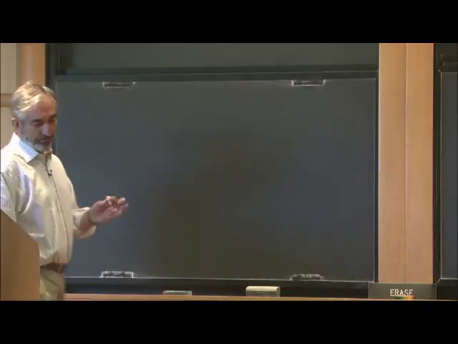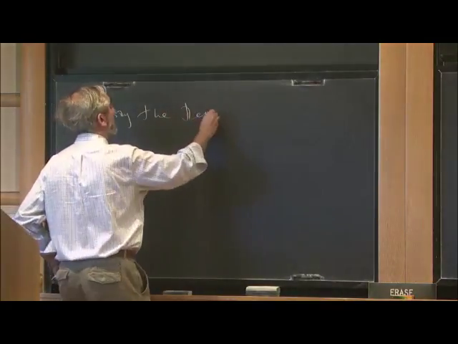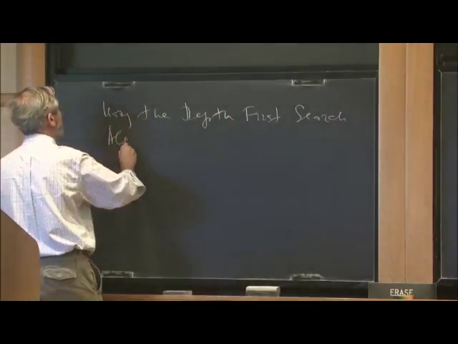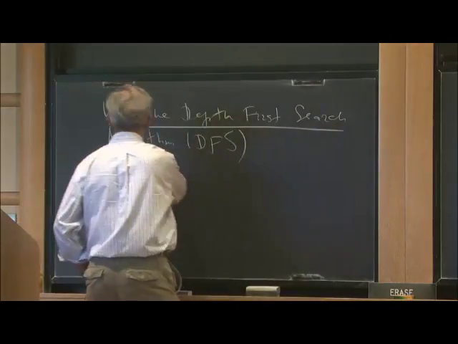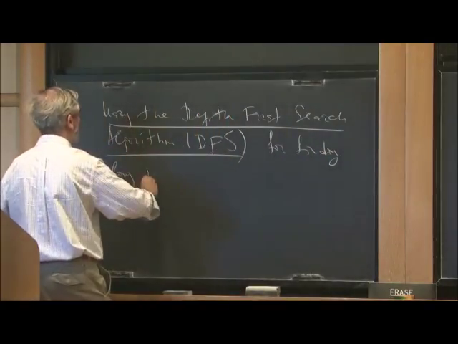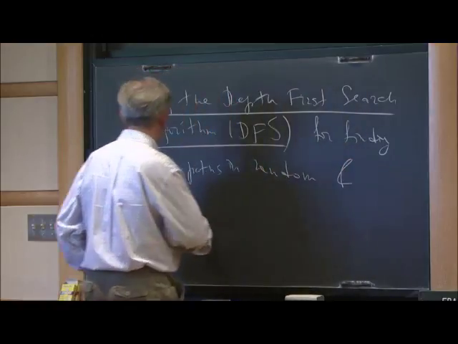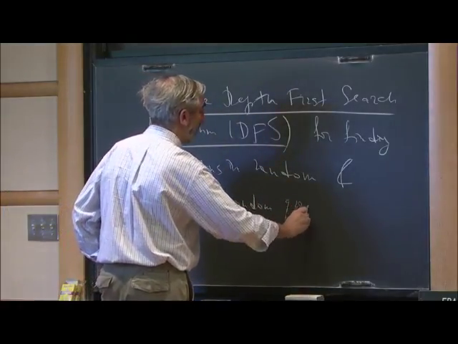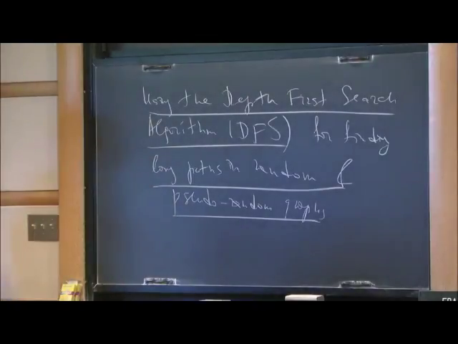Thank you, Olga. So the official title, whatever it means, is using the depth first search algorithm, which I will, of course, abbreviate by DFS, for finding long paths in random and pseudo-random graphs. So hopefully the paths will be as long at least as the title.